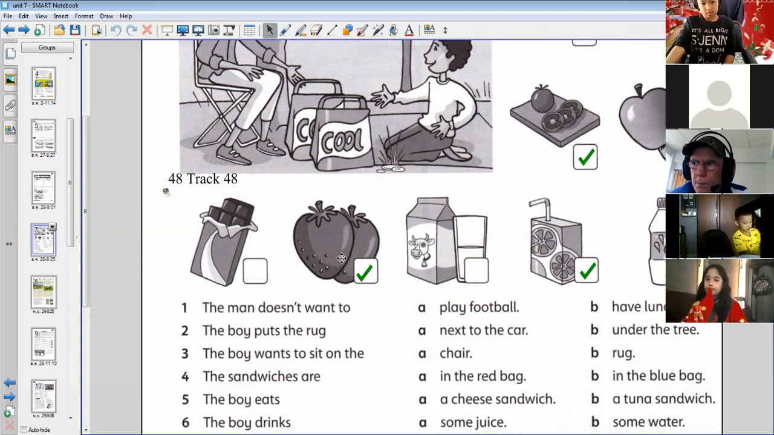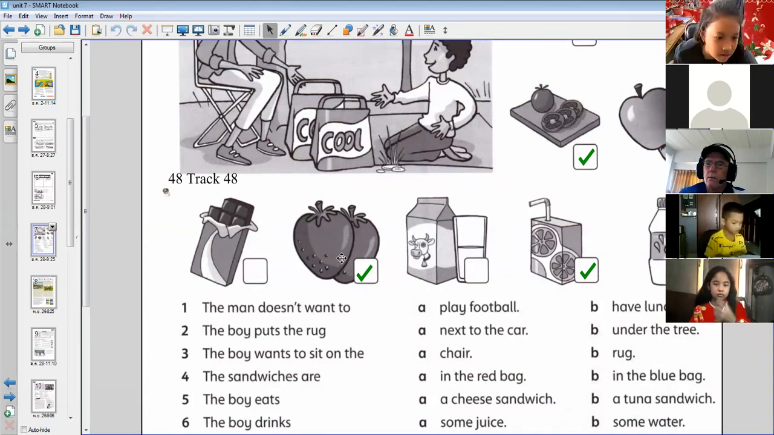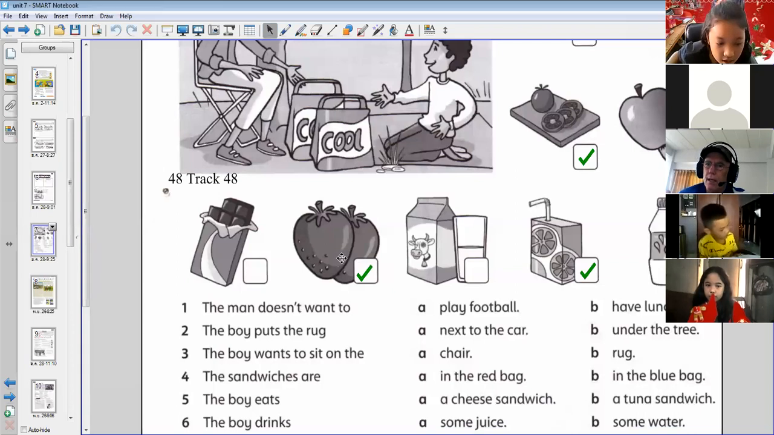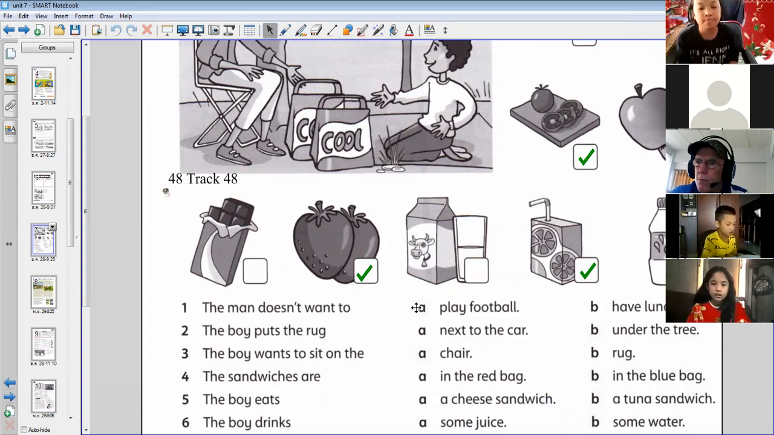Okay, Bim, nobody's answering, so you can do number one. The man doesn't want to play football. Again, please, Bim. The man doesn't want to play football. Okay. Don't unmute and mute your microphone so quickly because it cuts. The man doesn't want to play football, so we circle A with any color you like. Okay. Number two.